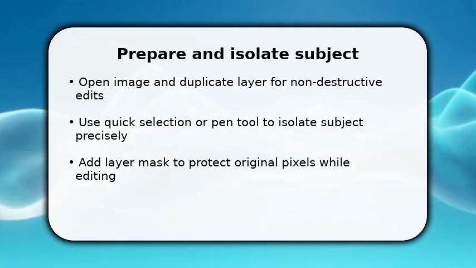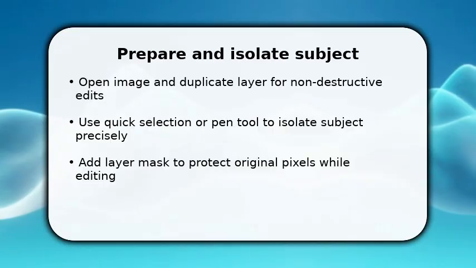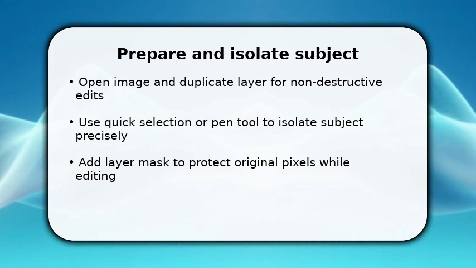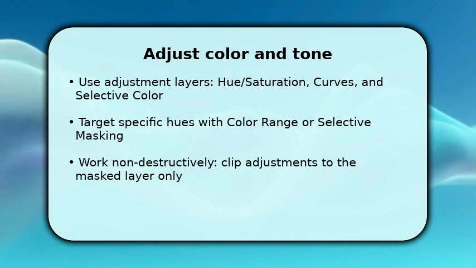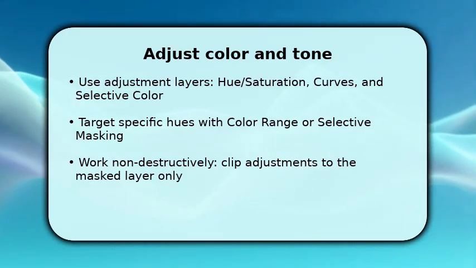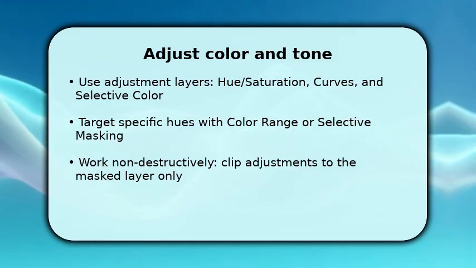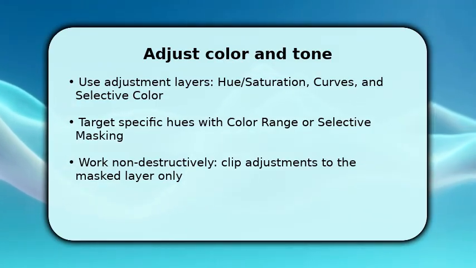Make sure to save a version with masks intact. This small discipline makes later color adjustments reversible and precise for consistent results. Next, focus on changing the color while preserving texture. Add a hue/saturation adjustment and target the hue range you isolated. Nudge hue and saturation gradually to avoid posterization.